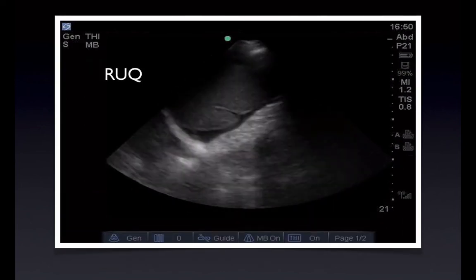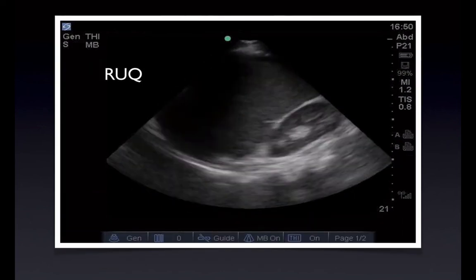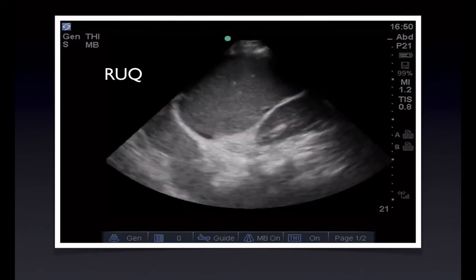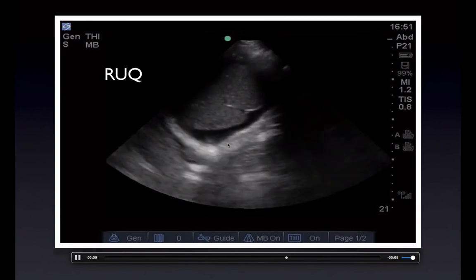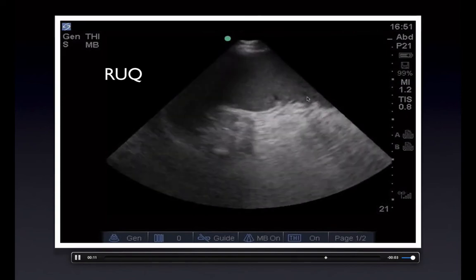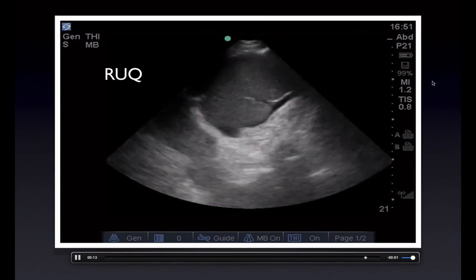And I'll show you the clip. You'll see segments that appear completely normal, and then when you move around, you see that there's fluid everywhere. Okay, so be very careful. And remember, this is a dynamic study.